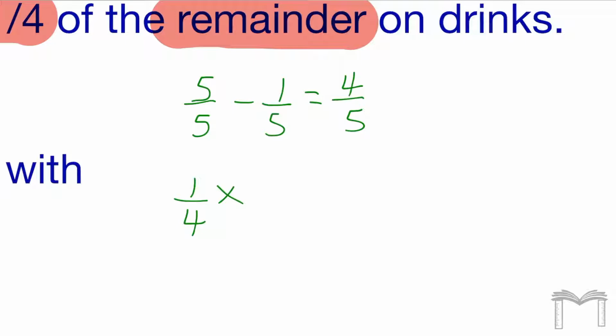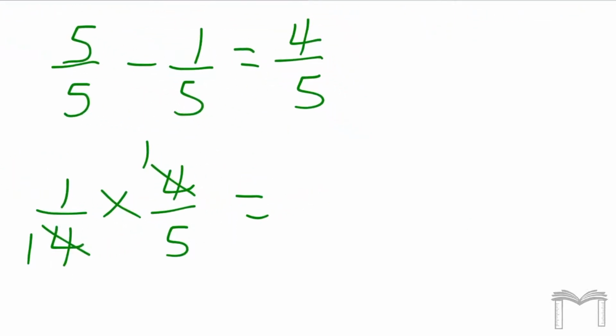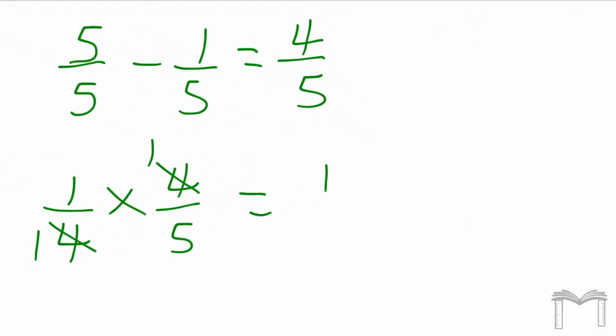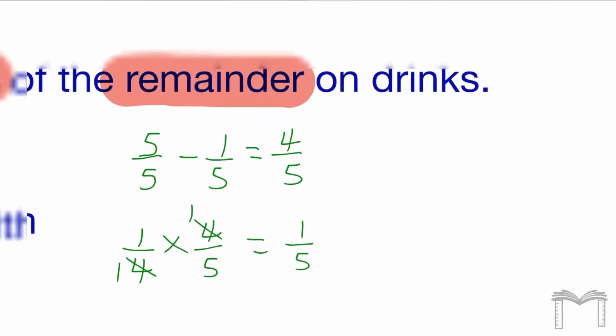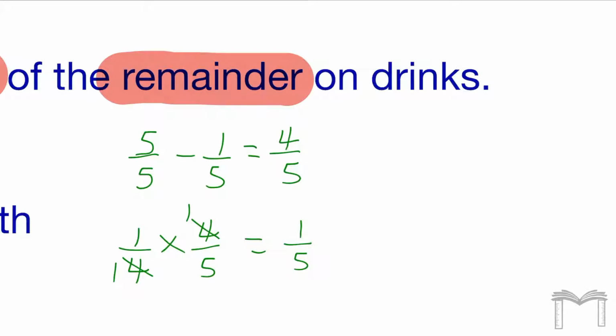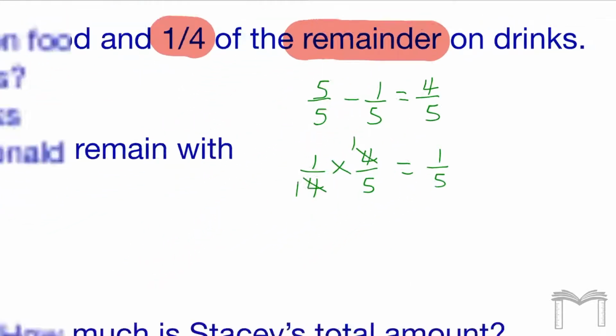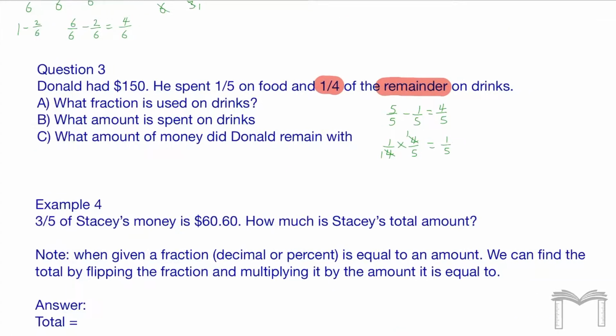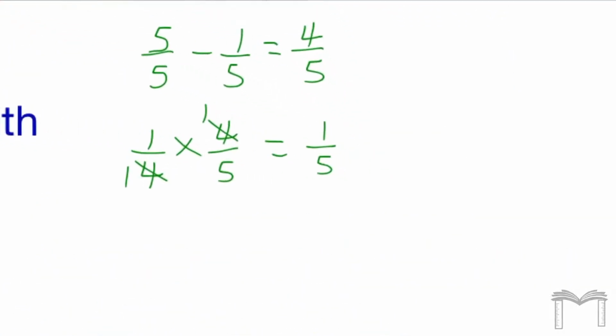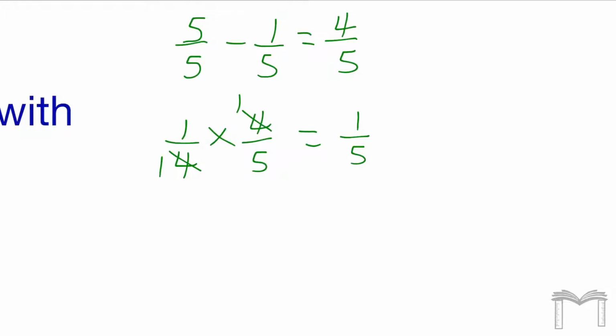A quarter of the remainder is a quarter of 4/5. Cross multiplying, we get 4 into 4, 1, 4 into 4, 1. 1 times 1 is 1, and 1 times 5 is 5. So he also uses 1/5 on drinks. A quarter of the remainder is 1/5. So what fraction is used on drinks? We already worked that out. That is part A.